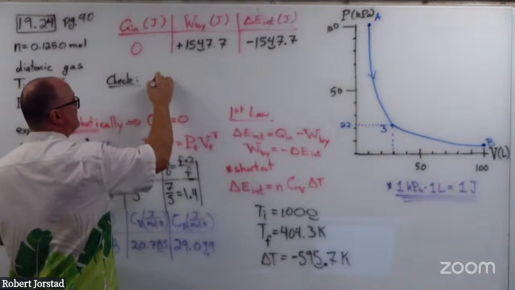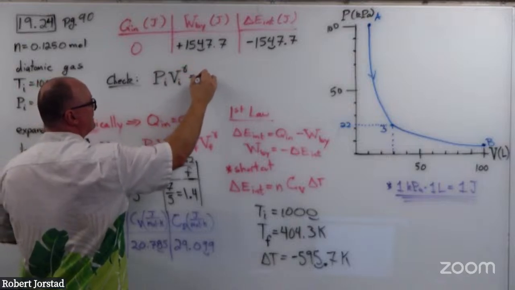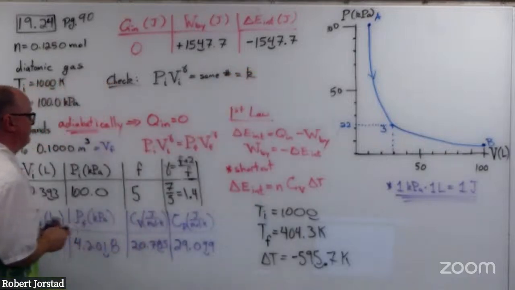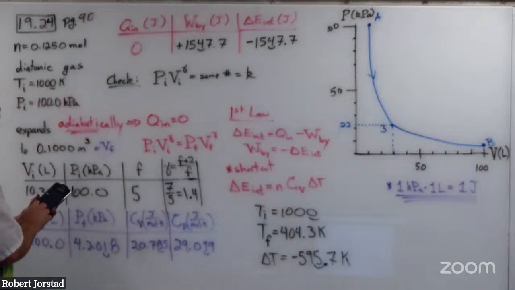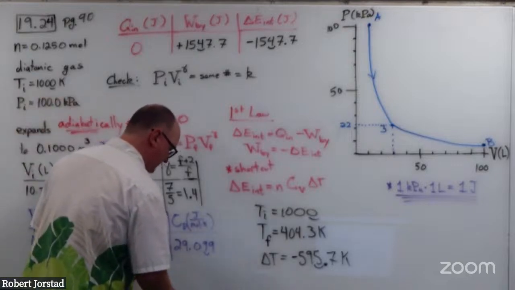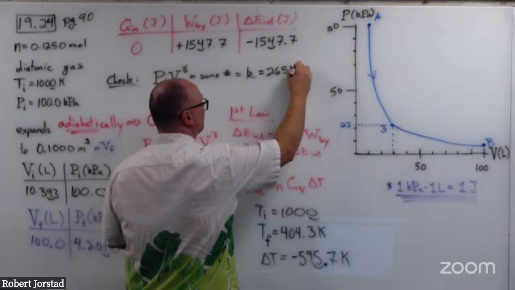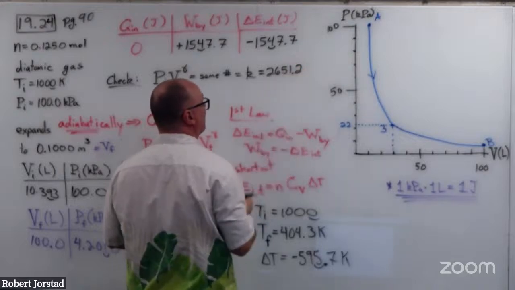I know P initial, V initial to the gamma equals some number. Let's just call that number K. I know these values, I could punch that in. And if you want, let's do that really quick. So P initial is 100 times V initial, 10.393, raised to the 1.4, 26.512. Wait, 2,651.2. Okay, so that's my constant.